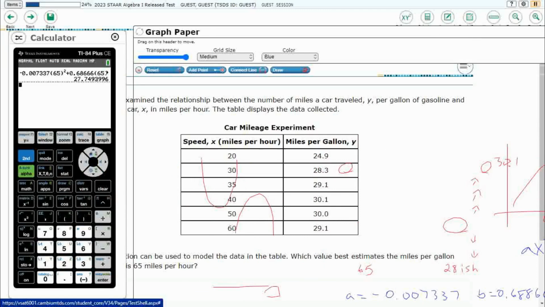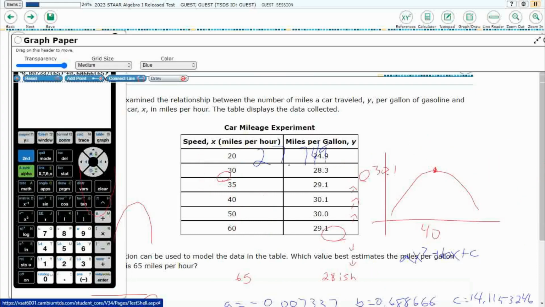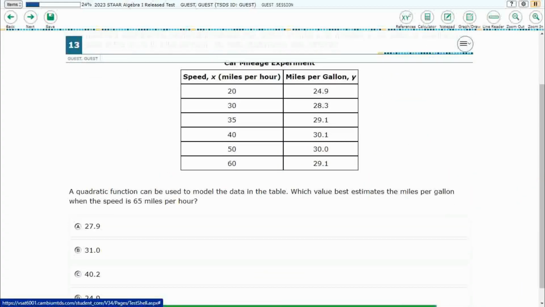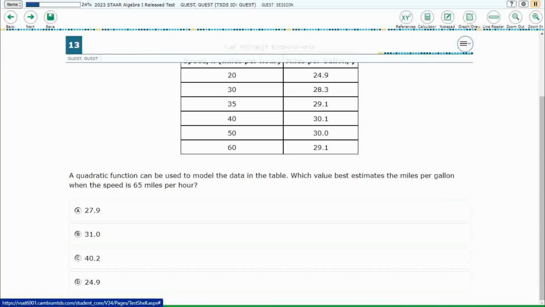27.749. So they're saying that my y equals 27.749. Let's see how we did. 27.749. We got really close. I didn't enter in every single digit. If I had entered all the digits, I would have gotten that exactly. But we were correct with our 28-ish. The answer is A. Let's see how we did across the state of Texas.